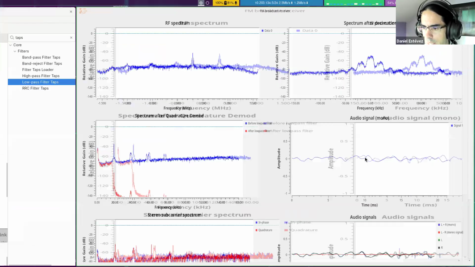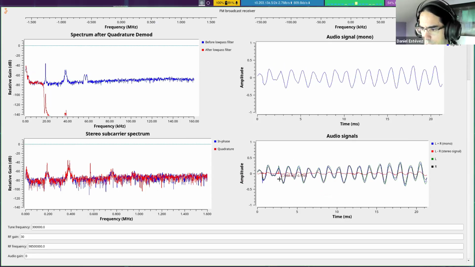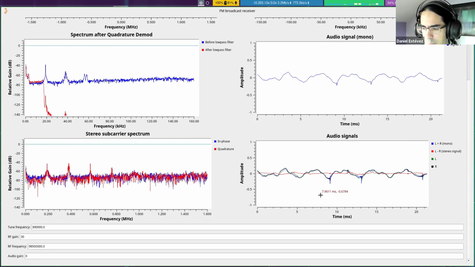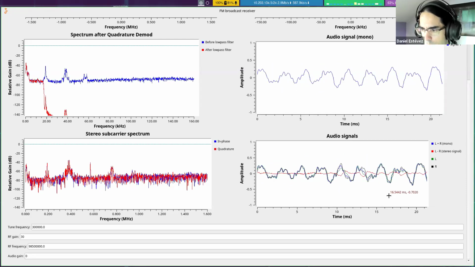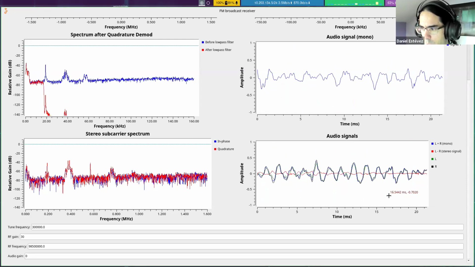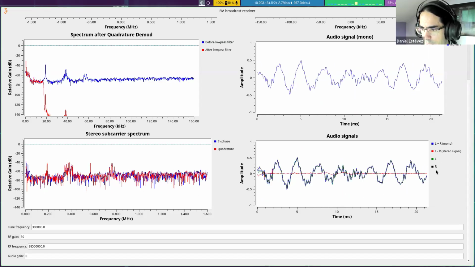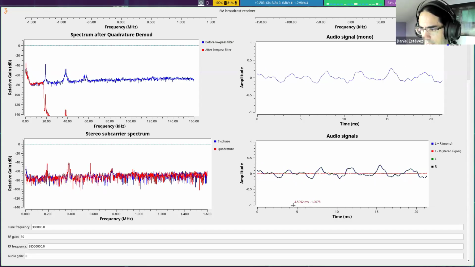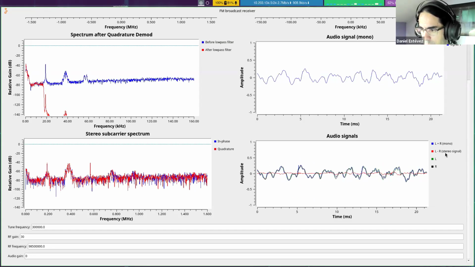And now we can see the audio signals. So you can see the left minus right signal. It depends on what's being played. Sometimes it's very quiet because it's almost the same content in both left and right. But you can see also left and right in green and black. And you can see they are always slightly different because of this contribution of left minus right.